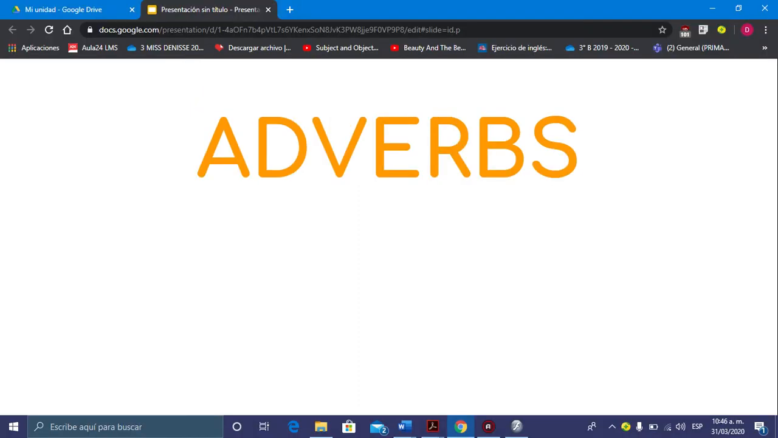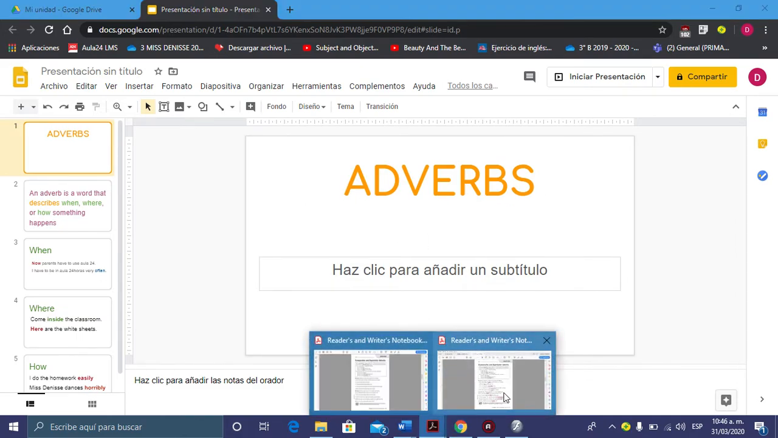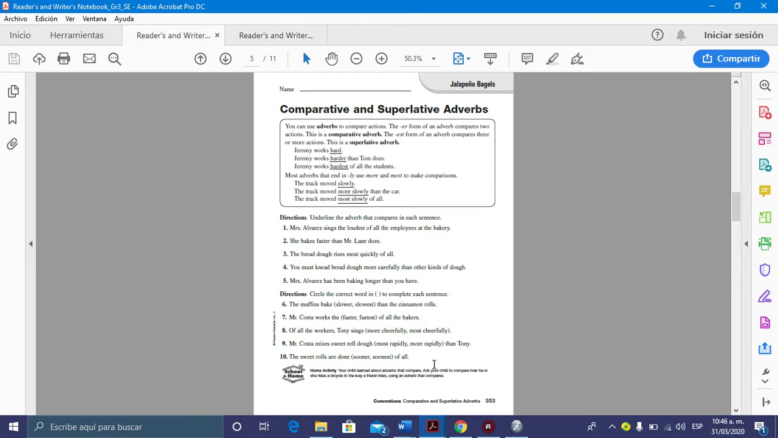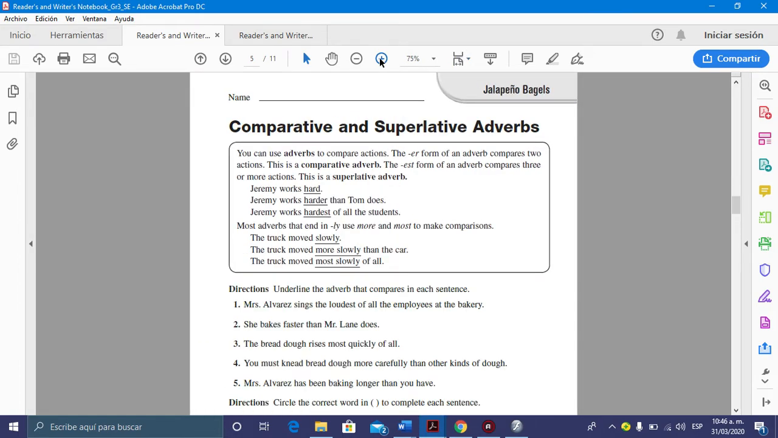We can use adverbs to form superlative and comparative. And we follow the same rules, but with adverbs. Let's go to Readers and Writers, page 353. When I say underline or highlight, you have to underline or highlight, okay? Because this information is important. Let's read.